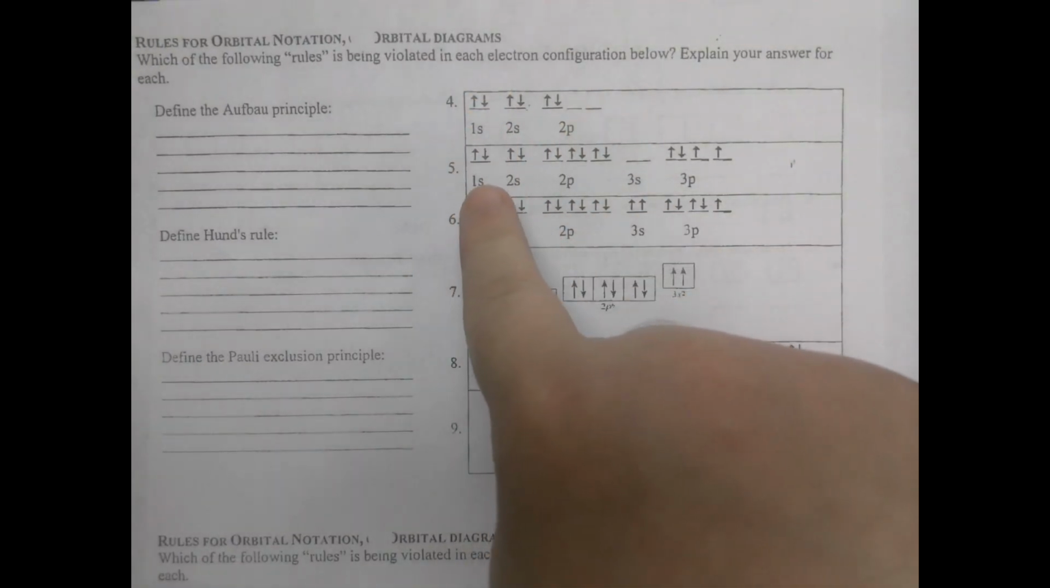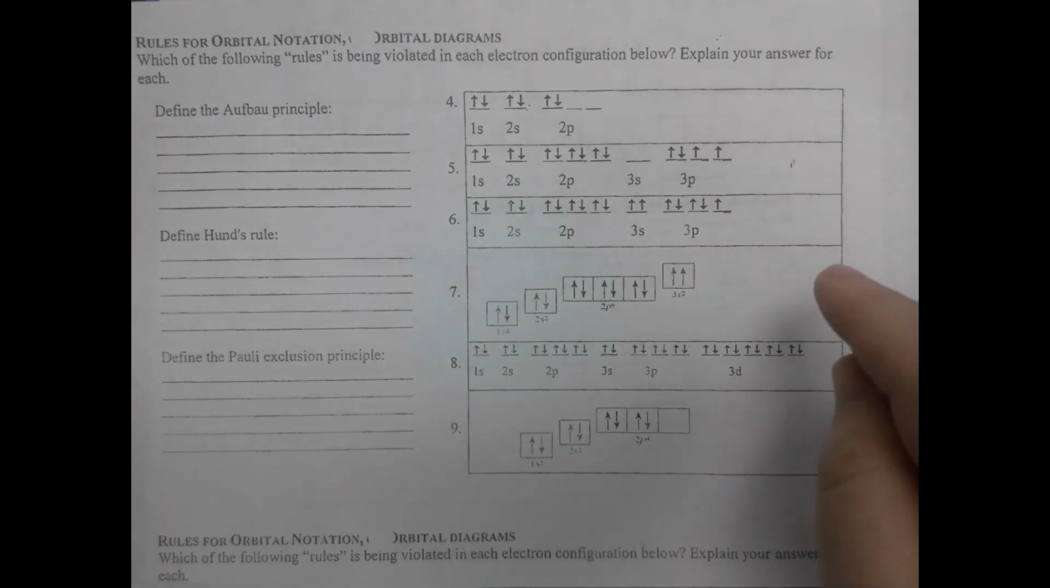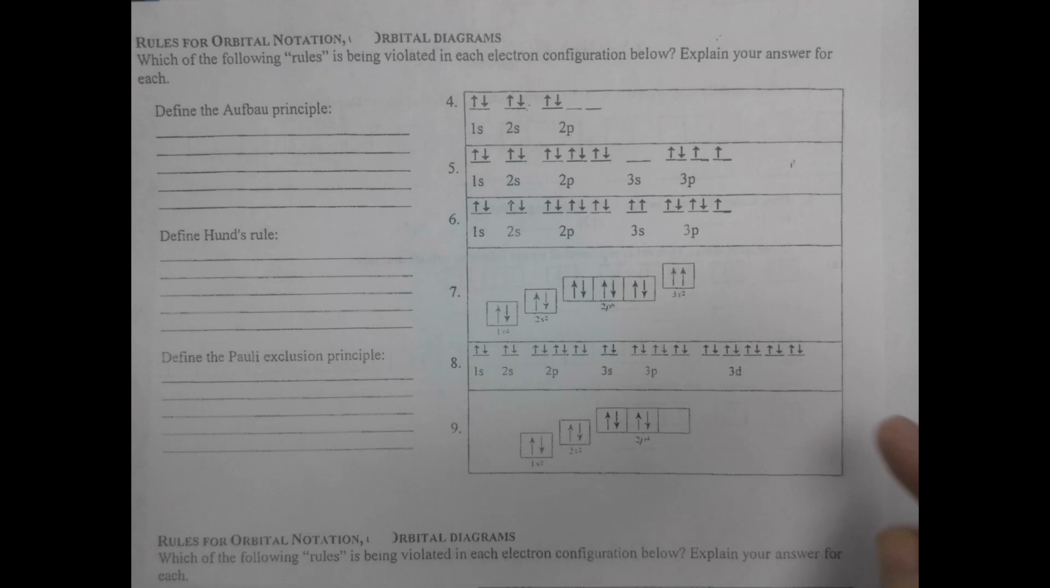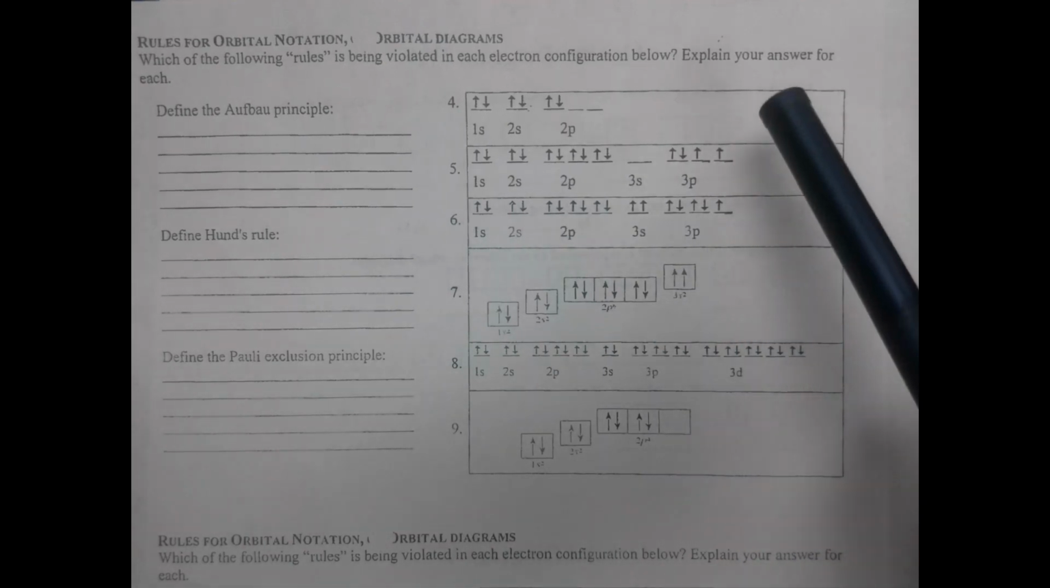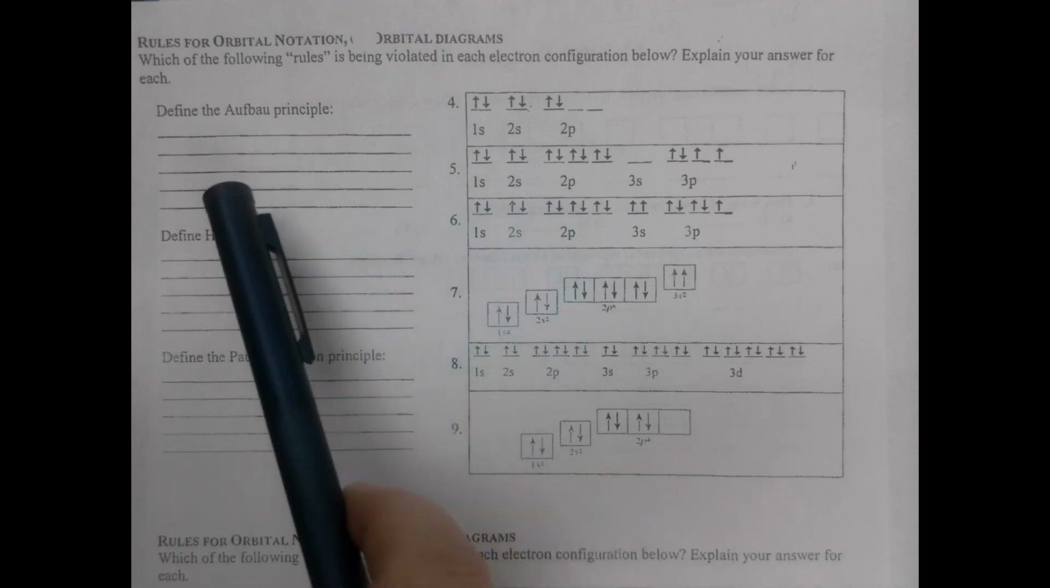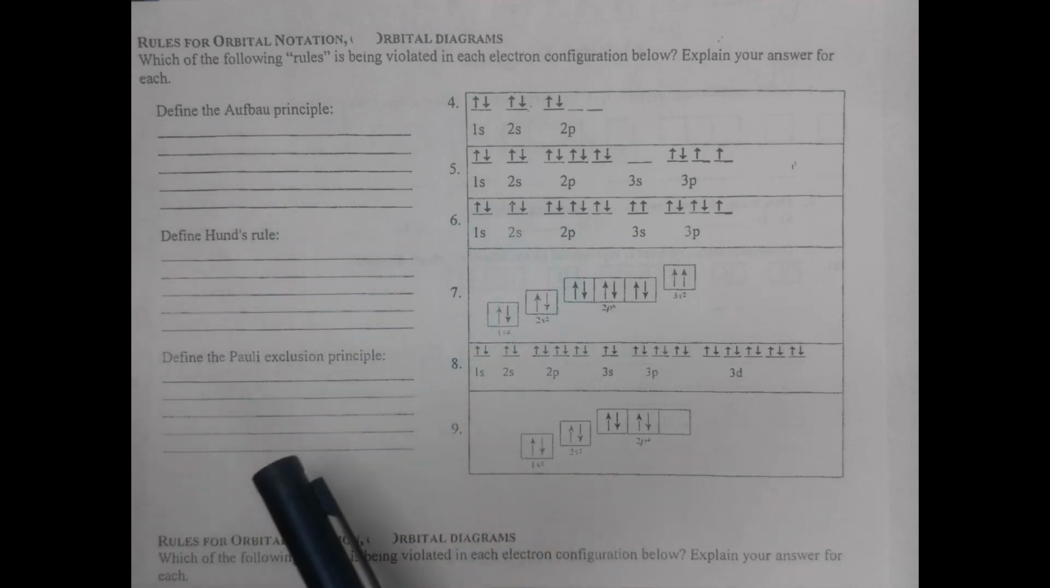But for 4, 5, 6, 7, 8, 9, these have a mistake in it. Circle the mistake, and then explain, then put which rule it breaks. So each of these has a mistake in it. They either violate Aufbau's rule, Hund's rule, or Pauli exclusion principle. So circle the mistake, and then write next to it what rule it breaks.